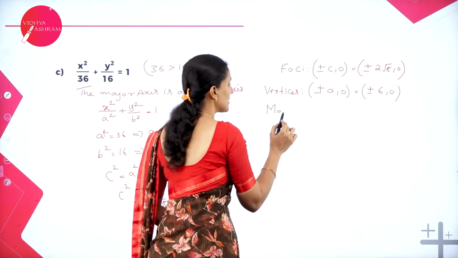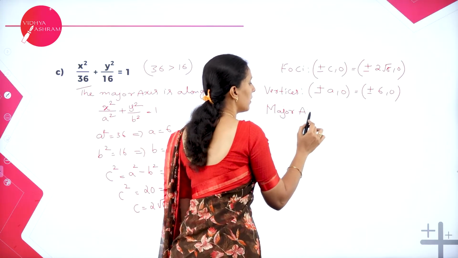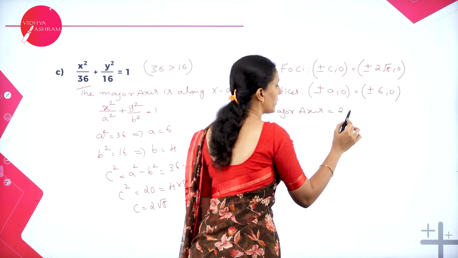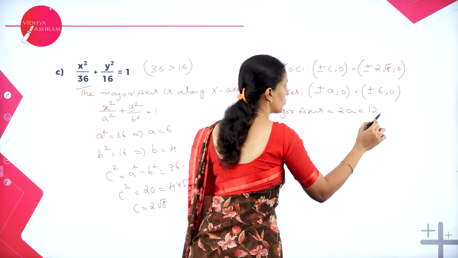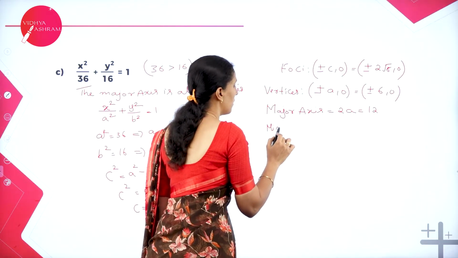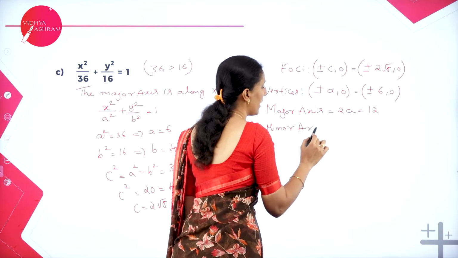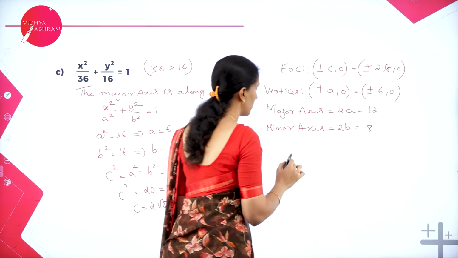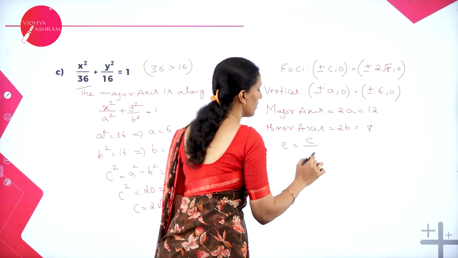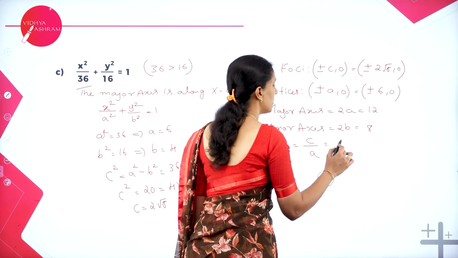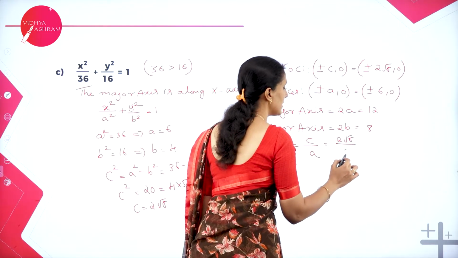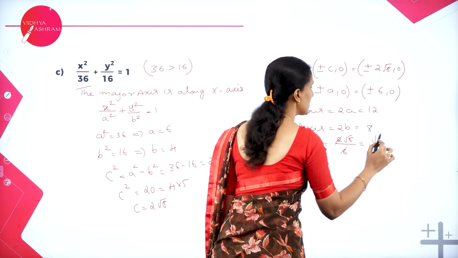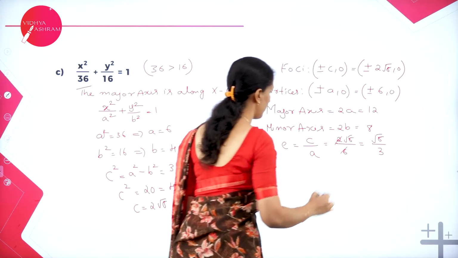Next, major axis. Major axis is equal to 2a. So it is 12. Minor axis is equal to 2b, which is equal to 8. Eccentricity is c over a. So this is 2 root 5 divided by 6. So cancelling, you will get it as root 5 divided by 3.